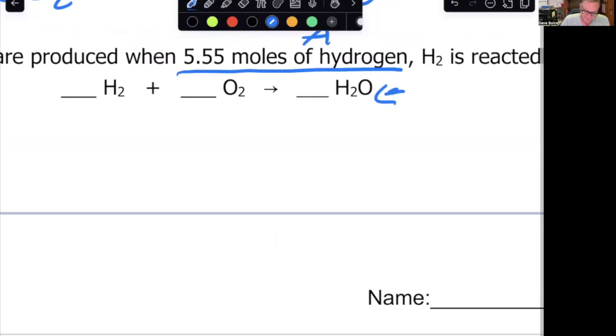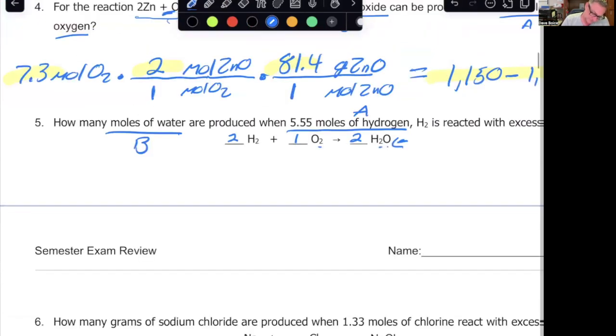Two hydrogens, cool. I've got two oxygens here, but only one there. So I'm going to need to put a 2 here. Doing that meant I now have 4 hydrogens. So I've got to go back over here and give myself 4 hydrogens. So basically 4 hydrogens and 2 oxygens can make 2 waters. So that's the ratio it has to happen in, or I can't do this equation.